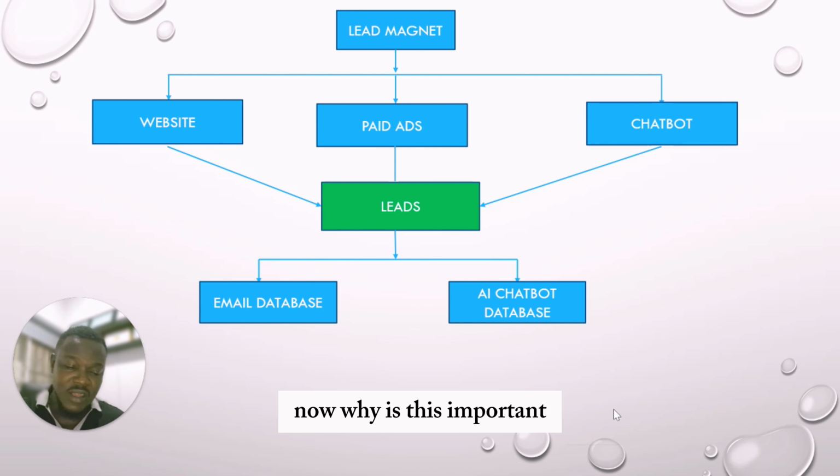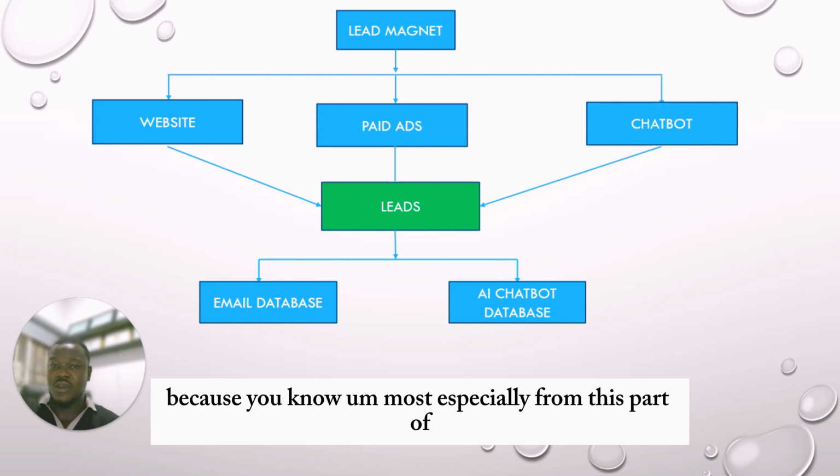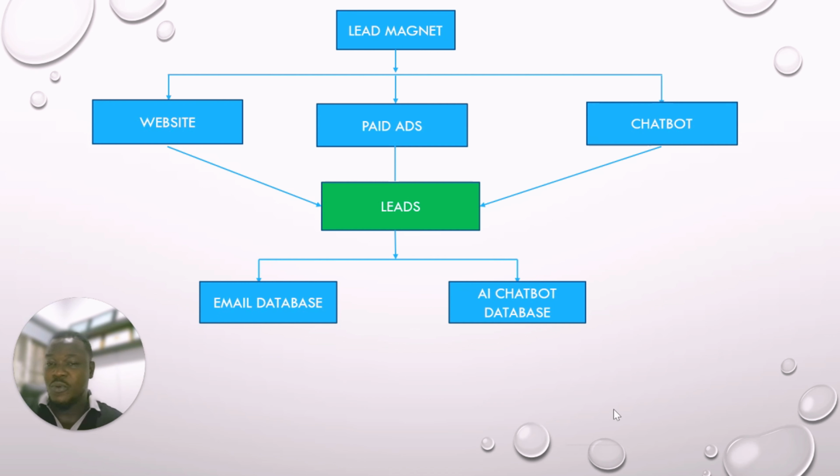Now, why is this so important? I keep emphasizing the importance of this because most people, especially from this part of the world, hardly open their emails. But with the chatbot system, you see higher conversions. You see higher open rates. You see that people are actually opening their social media inboxes.